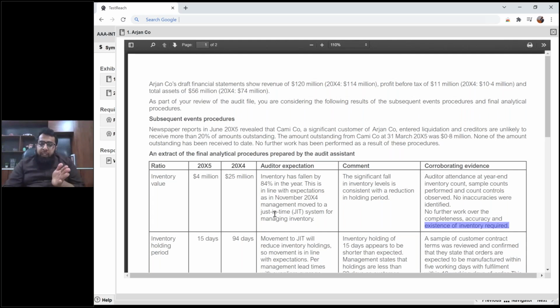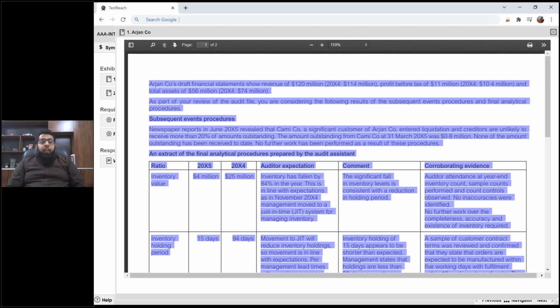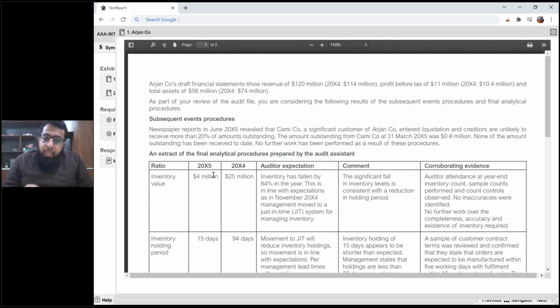Inventory value from $25 million has reduced to $4 million. I want you all to please concentrate and participate with me. What is the auditor's expectation? The inventory value has fallen by 84%, and the reason is that they have moved to just-in-time. The significant fall in inventory value is consistent with a reduction in inventory holding period. If you look at the second ratio, the inventory holding days have fallen from 94 days to 15 days this year. What are the auditor's corroborating evidences, the supporting evidences? The supporting evidences are attendance at the year-end count, sample counts, control counts. No further work was done in relation to completeness, accuracy, and existence of the inventory count.